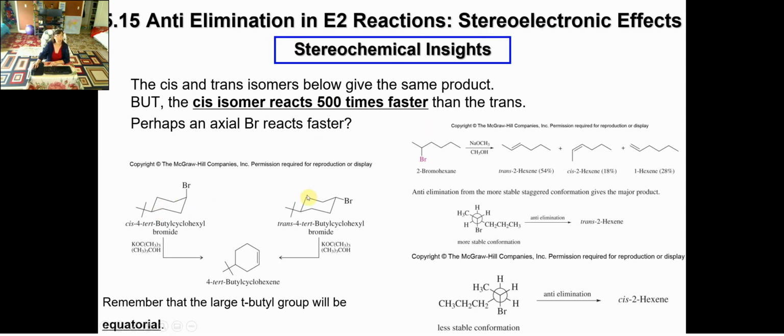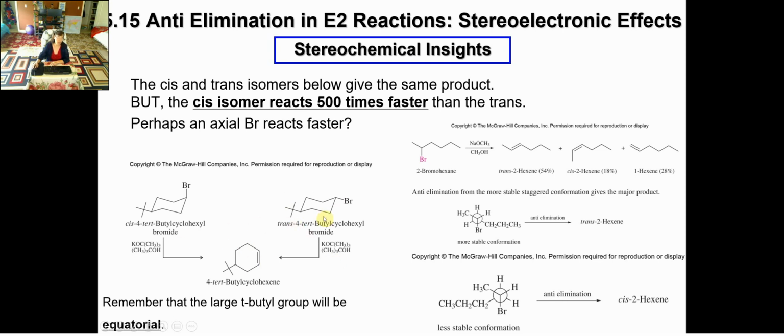If I have these larger molecules, I have the cis-4-tert-butylcyclohexyl bromide, and you have the trans, so 2 molecules. If you produce the cyclohexene, you figure out you have the same product. What's happening in this case?